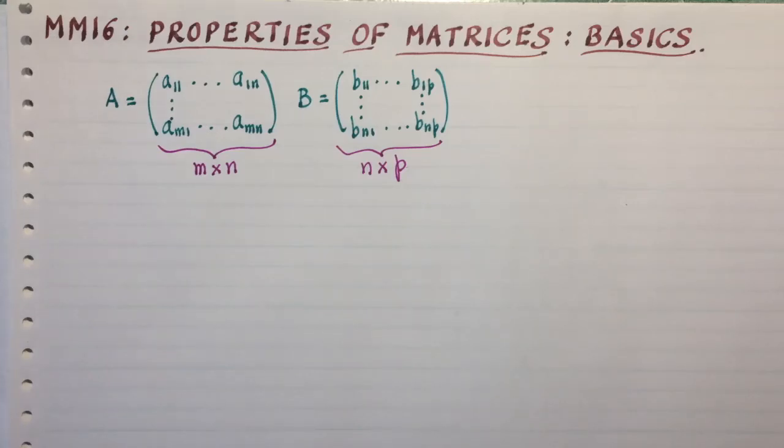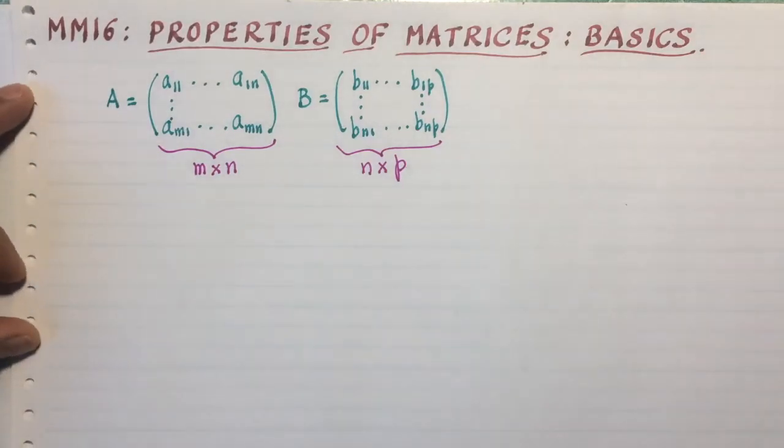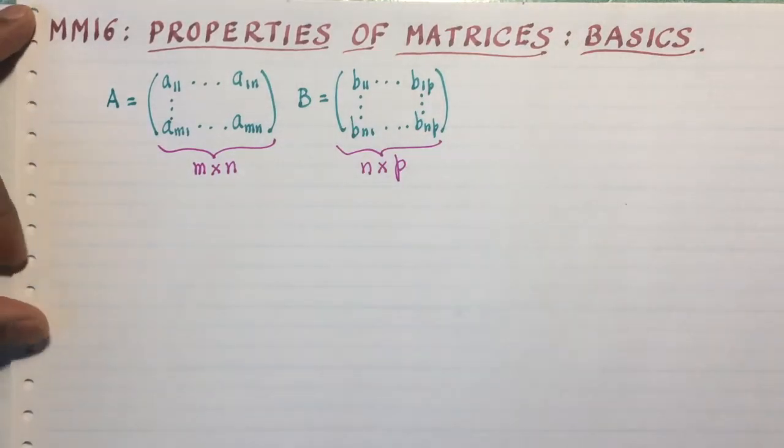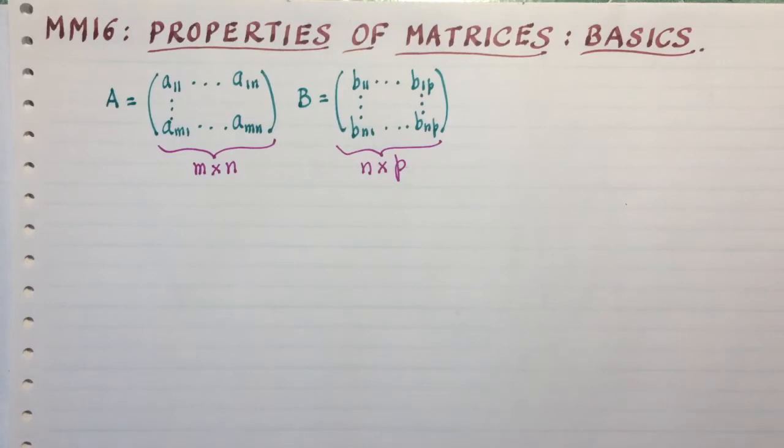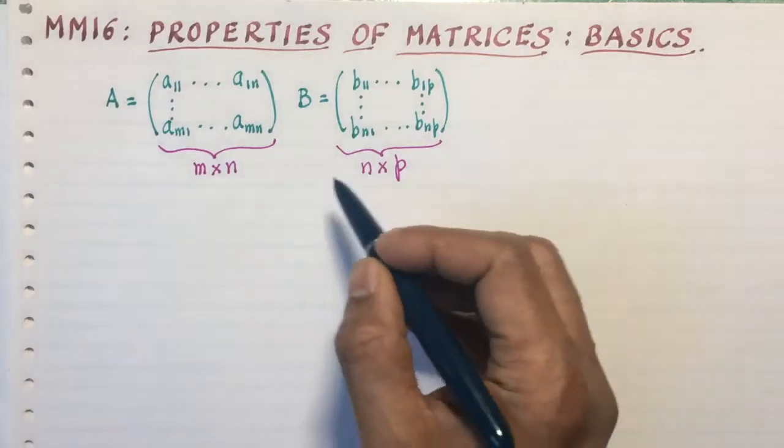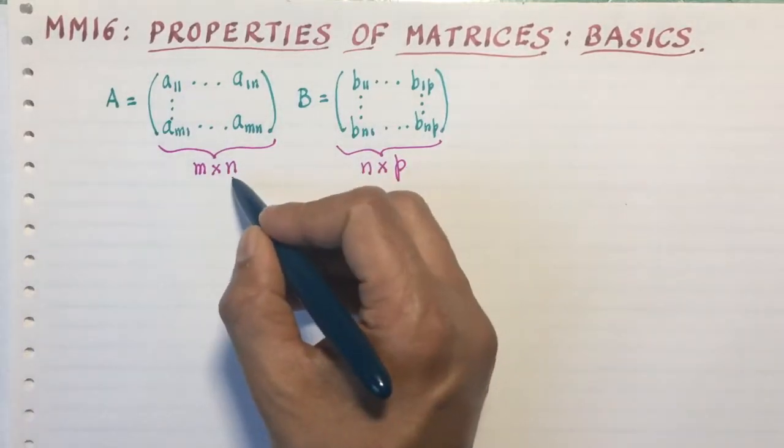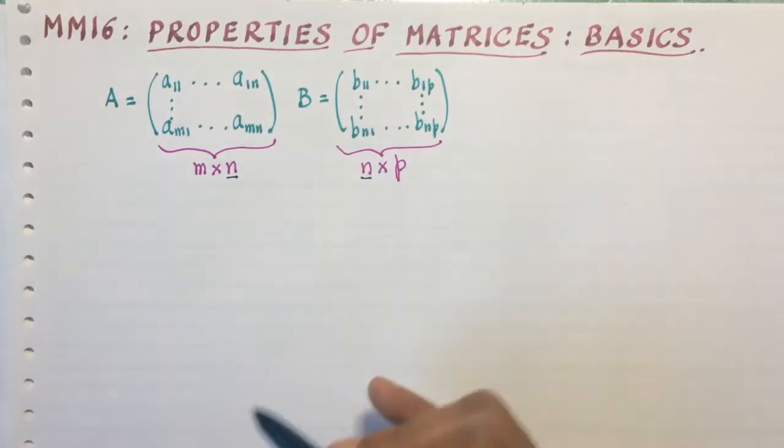Let's study some basic properties of matrices in this video. So the first property that you may have learned in elementary courses is matrix multiplication. Now there's a recipe for this, and it only works if you have an m by n matrix multiplying an n by p matrix. So these two have to be the same.